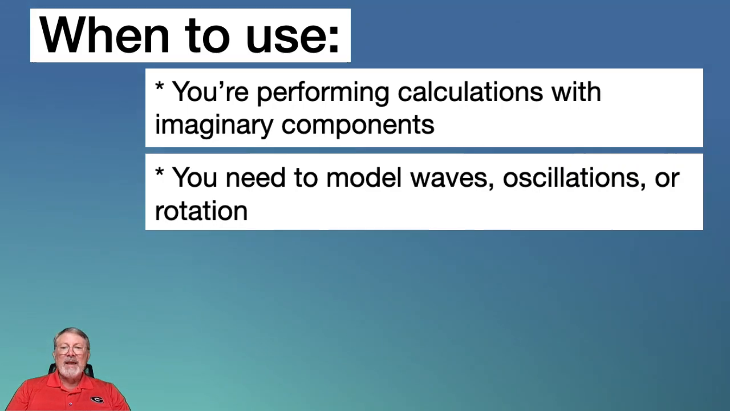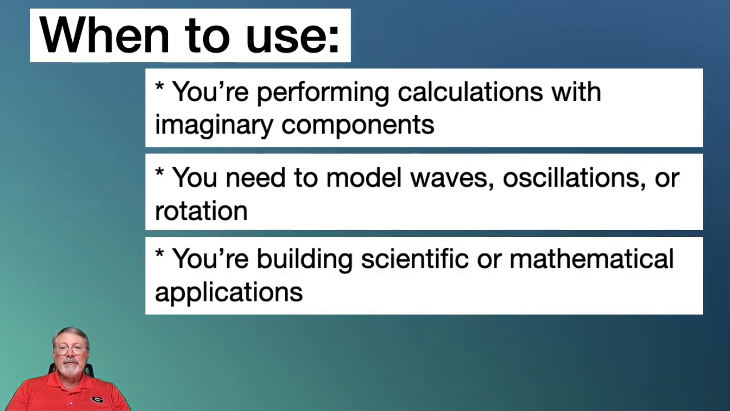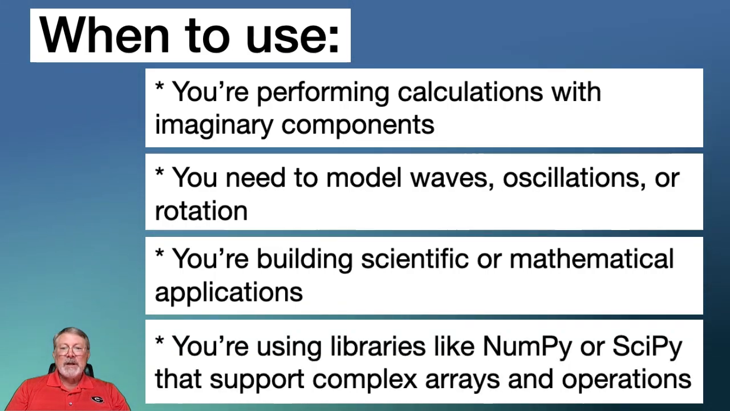You need to model waves, oscillations, or rotation. You're building scientific or mathematical applications. You're using libraries like NumPy or SciPy that support complex arrays and operations. Python makes it easy to work with complex numbers, just like any other numeric type.